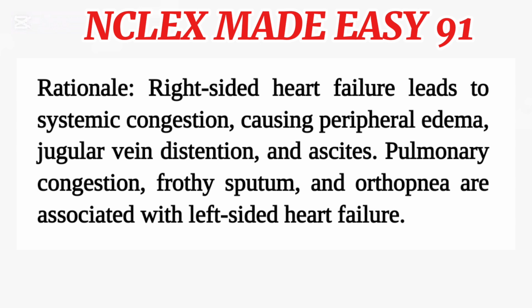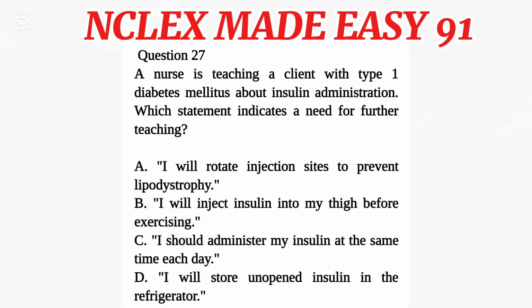Rationale. Right-sided heart failure leads to systemic congestion, causing peripheral edema, jugular vein distension, and ascites. Pulmonary congestion, frothy sputum, and orthopnea are associated with left-sided heart failure.